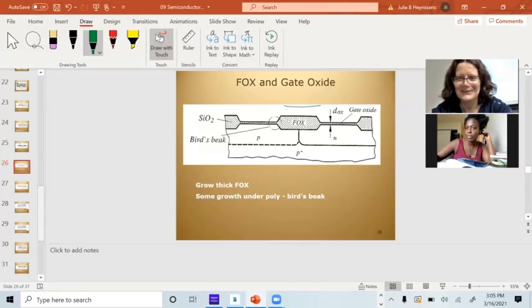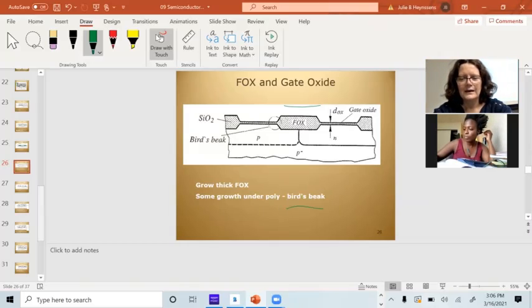The Fox is every place that I've allowed it to grow. I have a thinner layer of oxide in the other places. Now the transition from the thin oxide to the field oxide is not an abrupt transition. There's a gradual change here, and it kind of looks like a little bird's beak, and that's what they call it. That's the technical term here, bird's beak.